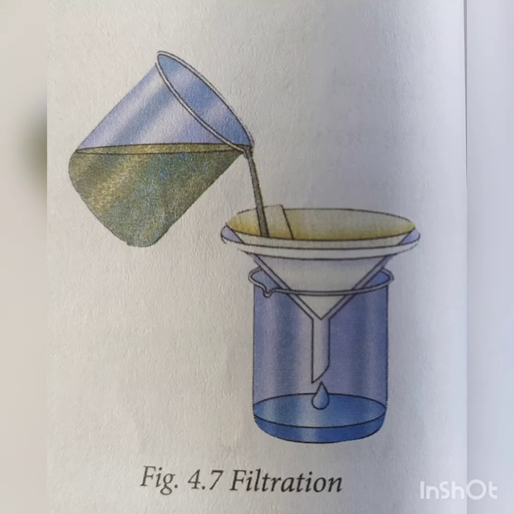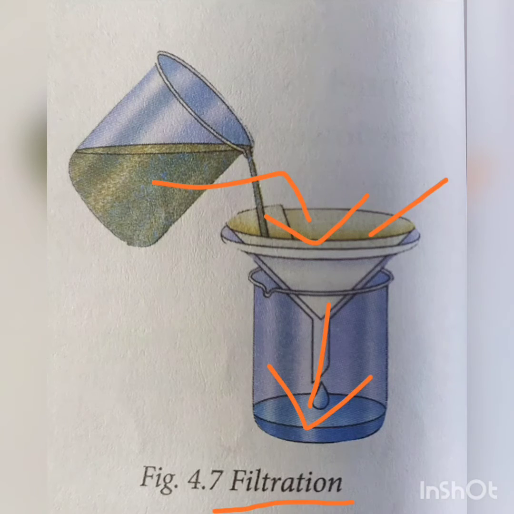Next method used for separation is filtration. This method is used to separate the insoluble solids in liquids. It is done by passing the mixture, that is a solid liquid mixture, through a filter paper. Filter is a device which consists of small holes. The filter allows the liquid to pass through the holes and retain the insoluble solids on it.